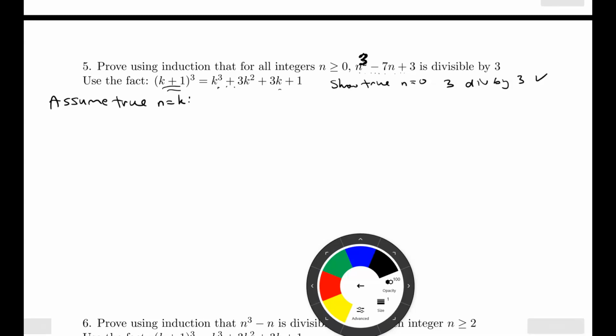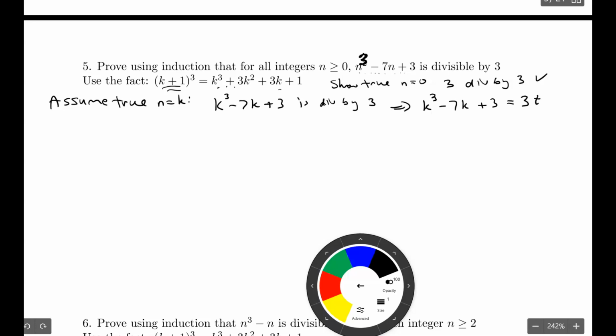So if I plug in n equal k, on the left-hand side, I'll get k cubed minus 7k plus 3 is divisible by 3. So I'm going to say that k cubed minus 7k plus 3 is equal to 3t, and t is an element of the integers, right? And I want to be able to use this in the next steps. Okay, so now I'm going to show true for n equal k plus 1.